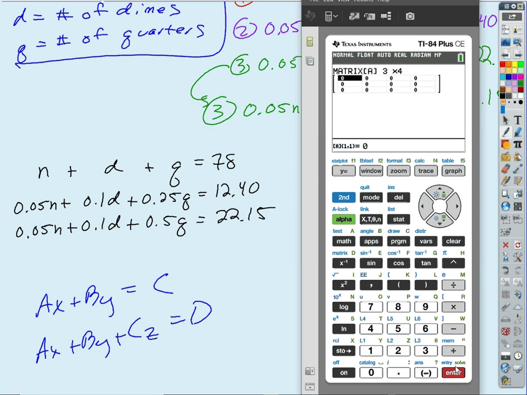Okay? So then all we have to do is put in the numbers. What do you think I'm going to put there? 1, because it's the coefficient of n, so it's going to be a 1. What's going to go there? What's going to go there? And what's going to go there? 78. Everybody see that? That means that first equation is 1 times n plus 1 times d plus 1 times q equals 78. What goes there?